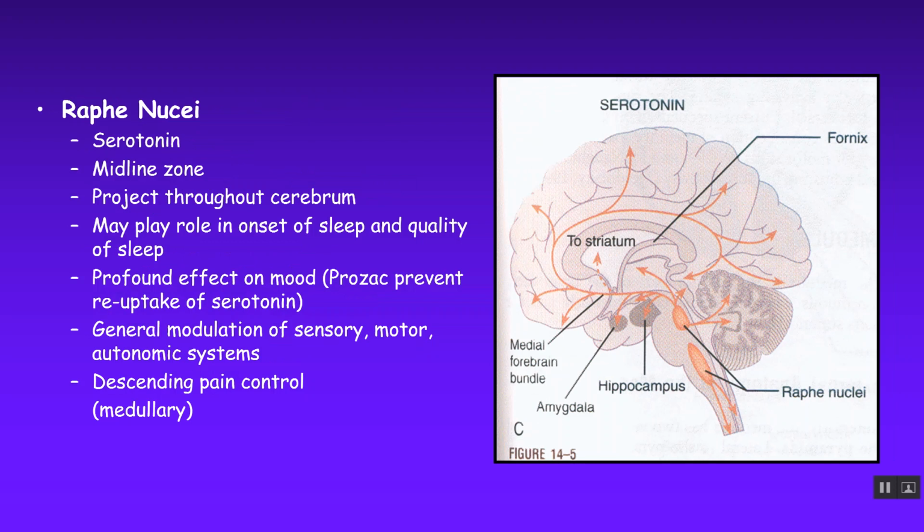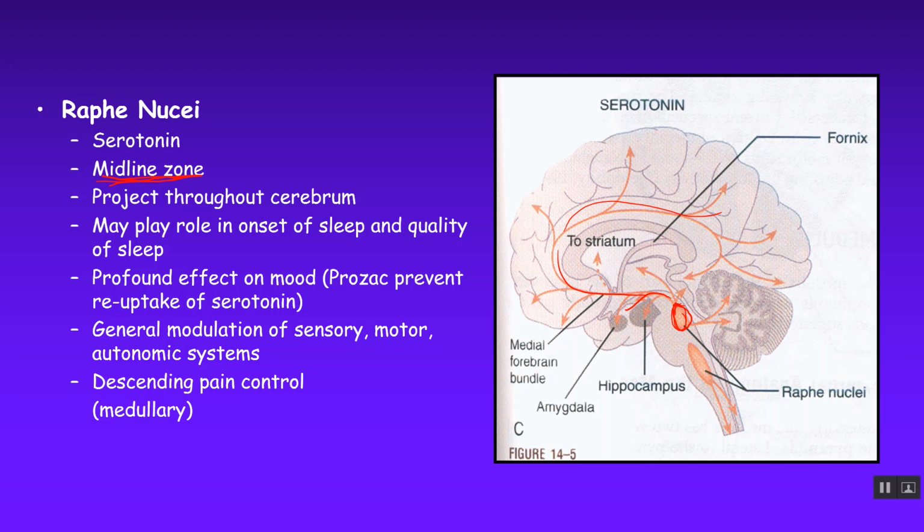Then we have the raphe nuclei. So the raphe nuclei, these are all in that midline zone. Okay, so the raphe nuclei are right in that central midline zone, and the ones up here, the one that's more rostral, or superior in nature, you can see it projects to almost everywhere in the cerebrum. And it primarily releases serotonin as its primary neurotransmitter. It projects throughout the cerebrum. It may play a role in onset of sleep and quality of sleep. It has a profound effect on mood, the amount of serotonin in your system and these raphe nuclei.